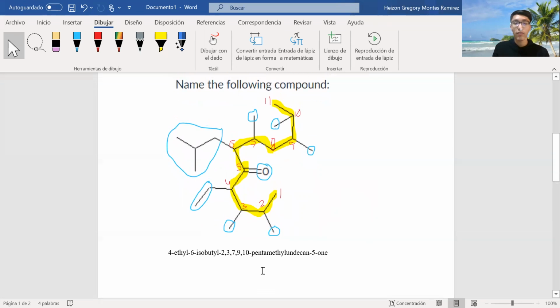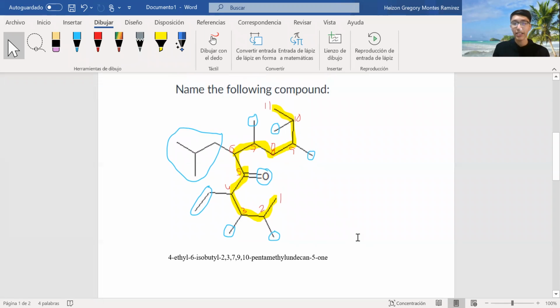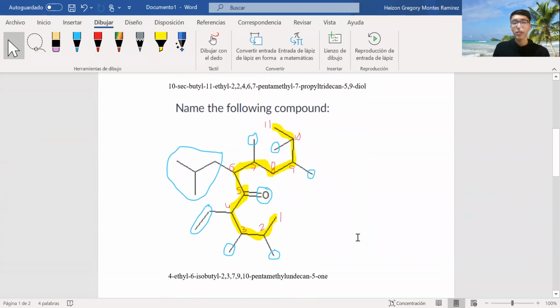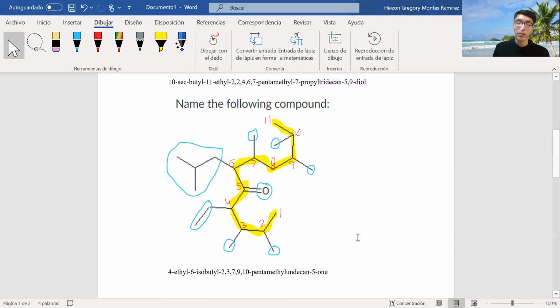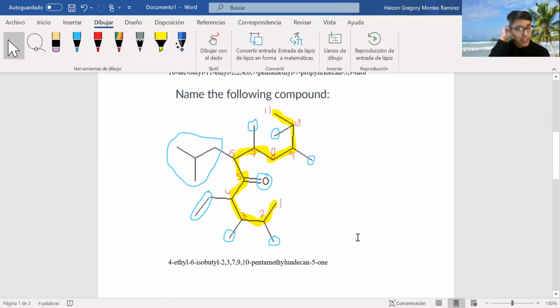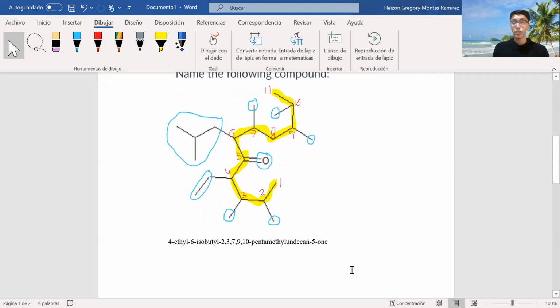So it is 4-ethyl, 6-isobutyl, 2, 3, 7, 9, and 10. Sorry, 2, 3, 7, 9, 10-pentamethyl, undecane, 5-one. It is ane because it is also in the first one. I forgot, because they are alkanes. So they are ane because they only have single bonds. And finally, the ketone, which is in the fifth position.